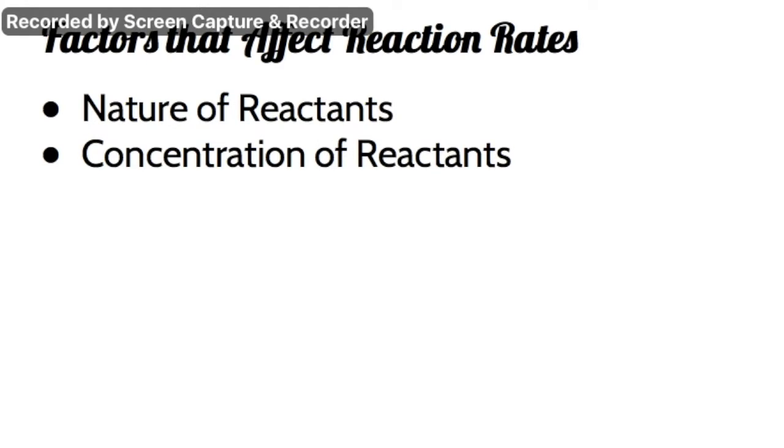Now, second, the concentration of the reactants. If you put more reactants there, it would react faster just by the statistical probability of collisions. If you have more stuff there, there will be more collisions. Because you're increasing the total number of collisions, you'll increase the total number of successful collisions. So increasing the concentration of the reactants generally increases reaction rate.